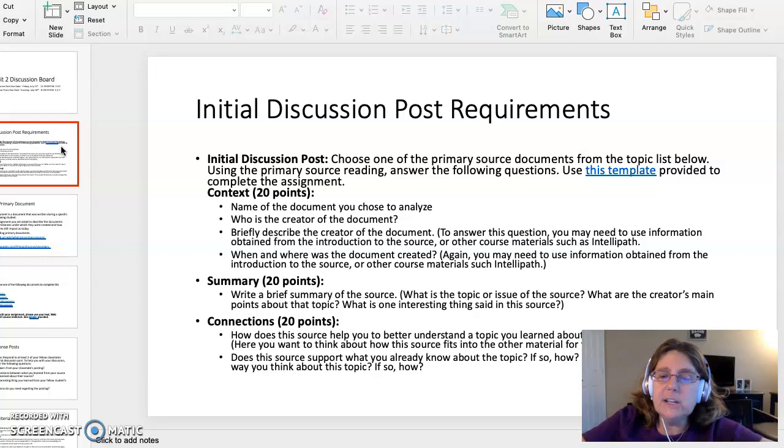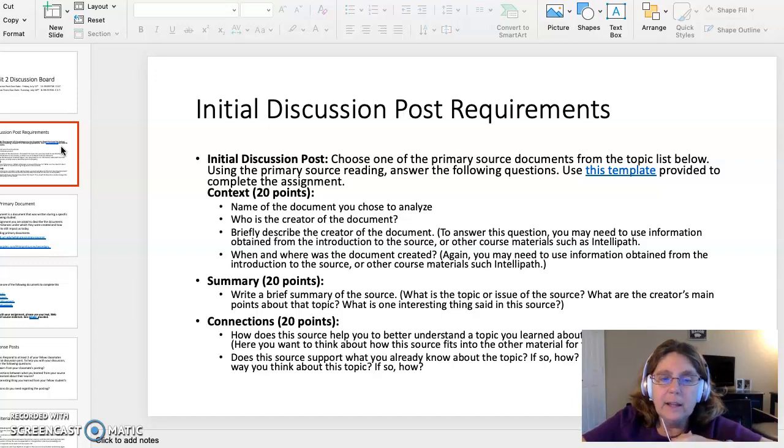The second section is summary. Write a brief summary of the source. What is the topic or issue of the source? What are the creator's main points about the topic? What is one interesting thing said in the source? That's the summary, worth 20 points.